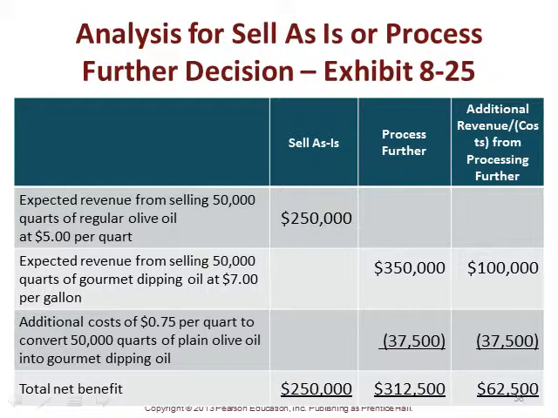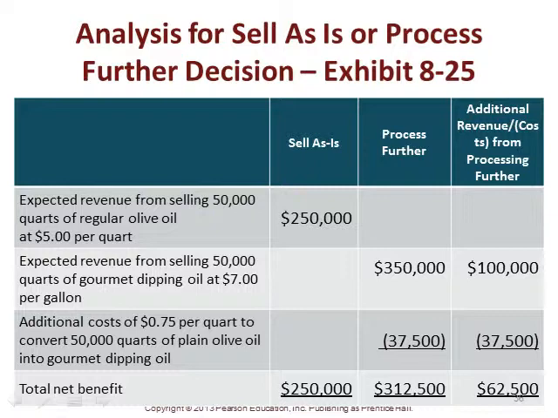And so this is an example of, I'm sorry, not a make or buy decision, but a sell as is or process further decision, and it's Exhibit 8-25. So again, we're using incremental analysis here. Our expected revenue from selling 50,000 quarts of regular olive oil at $5 a quart, if we sell it as is, is $250,000, right? And so we would benefit by $250,000 to sell as is, right?